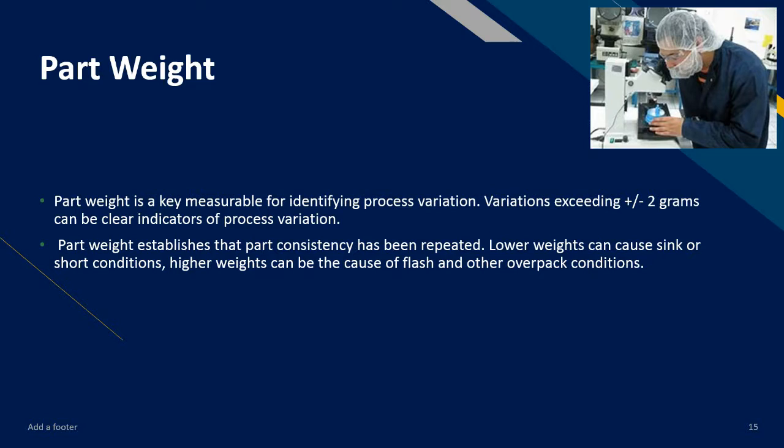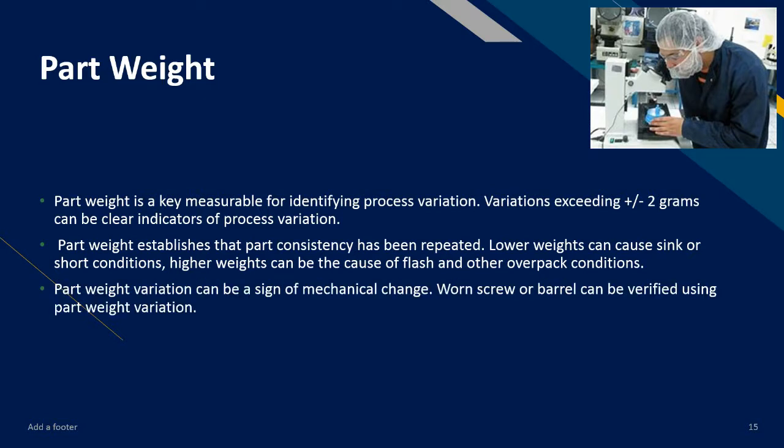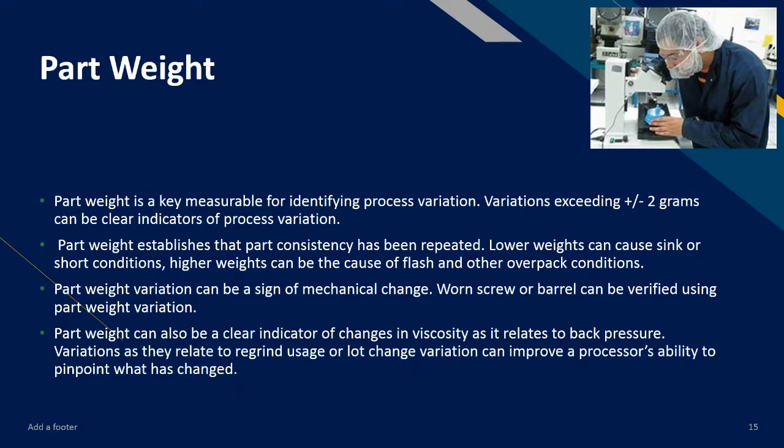Lower weights can cause sink or short conditions. Higher weights can be the cause of flash or other overpack conditions. Part weight variation can be seen as a sign of mechanical change. Worn screw or barrel can be verified using part weight variation. Part weight can also be a clear indicator of changes in viscosity as it relates to back pressure, variations as they relate to regrind usage, or a lot change. Variation can improve a processor's ability to pinpoint what has changed.